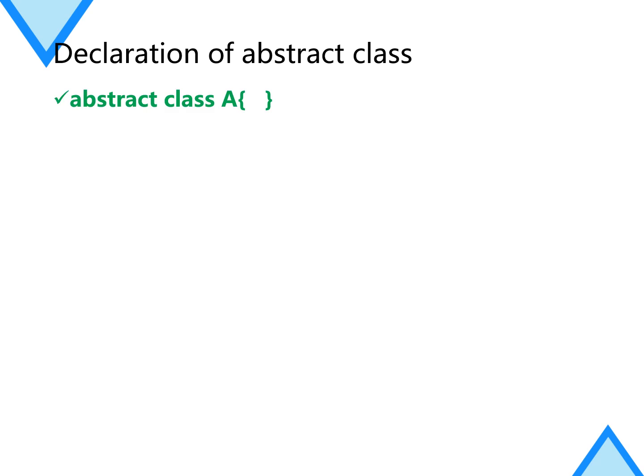How to declare an abstract class? We will write abstract as a keyword, class is a keyword, and then we will write the name of the class, and then we will write the body of the class in curly braces.